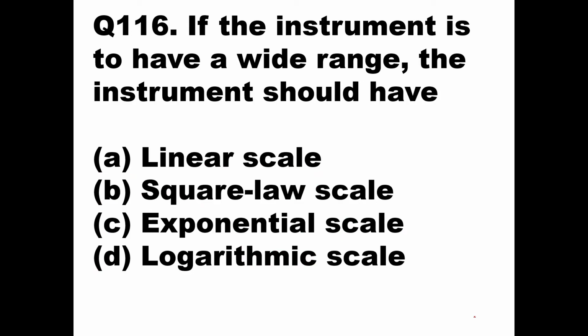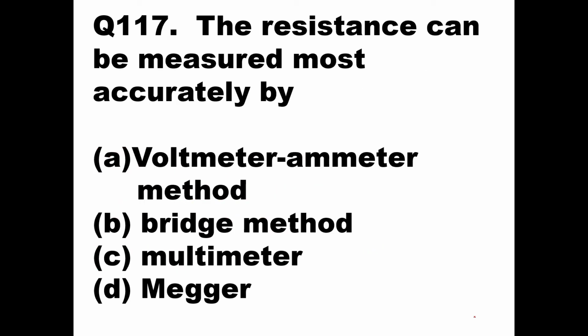Question number 116. If the instrument is to have a wide range, the instrument should have what type of scale? Linear scale, square law scale, exponential scale, or logarithmic scale? Obviously, if the range is very wide, then we should have a logarithmic scale where the divisions and the settings are multiplied by 10 at every regular interval. So if the first reading is 10, then the second reading will be 100, third will be 1000, fourth will be 10,000, and in that, equal divisions will be made. So if you are having a wide range, a logarithmic scale is suitable. So here the answer will be D, logarithmic scale. Then we'll go to the next question.